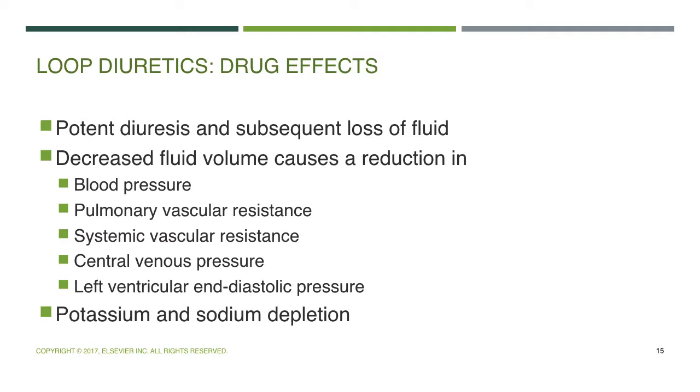It also can decrease fluid volume and causes a reduction in blood pressure, pulmonary vascular resistance, systemic vascular resistance, central venous pressure, and left ventricular end diastolic pressure. This is all because of the decreased fluid volume that it causes. It can also cause potassium and sodium depletion, so we have to think about monitoring electrolytes when somebody is receiving loop diuretics.